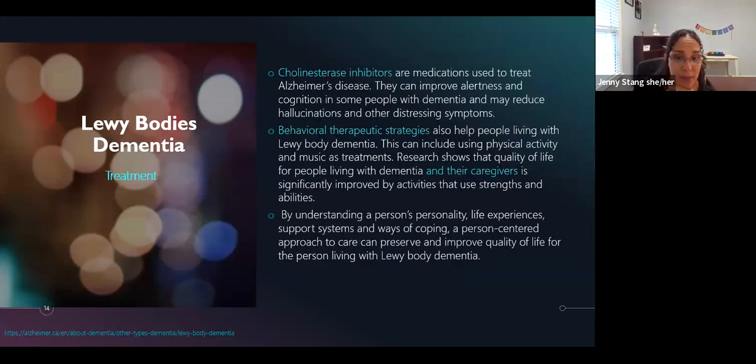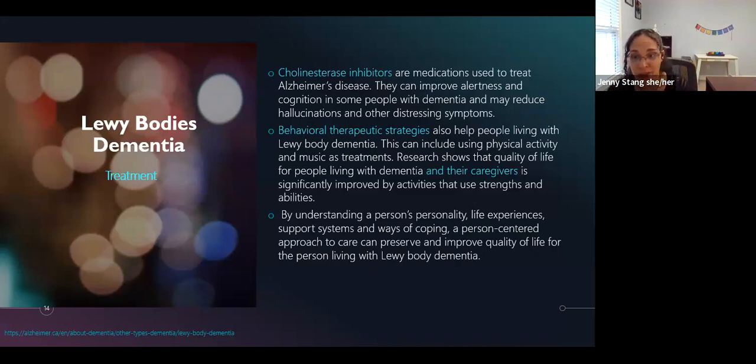So how do they treat dementia with Lewy bodies? I'm going to hopefully say this right. Cholinesterase inhibitors are medications used to treat Alzheimer's disease, but they can improve alertness and cognition in some people with dementia and reduce hallucinations and other distressing symptoms. Behavioral therapeutic strategies also help people living with Lewy body dementia. This can include using physical activity and music as treatments.